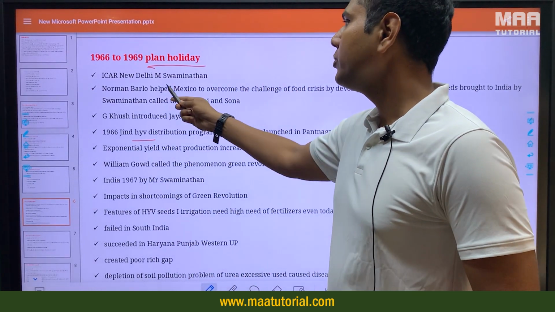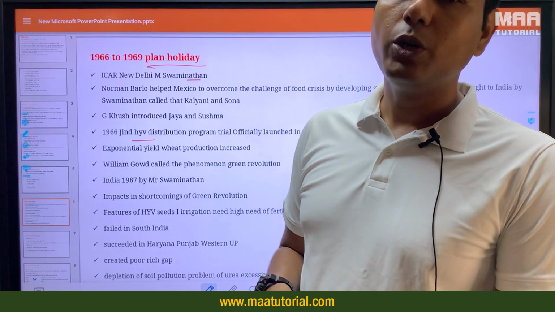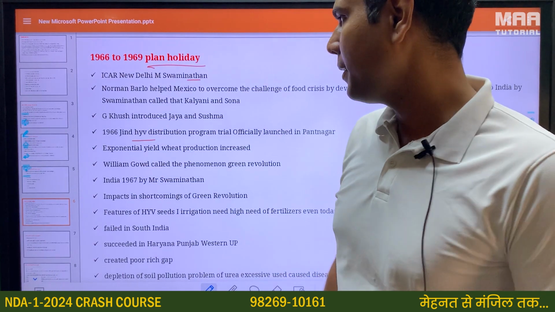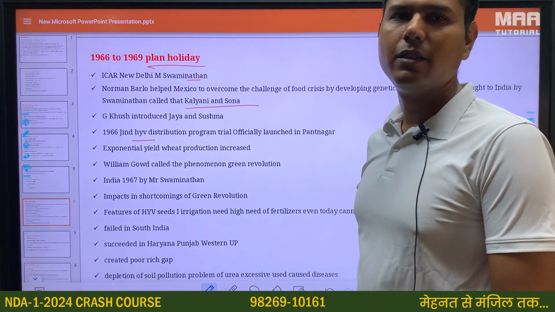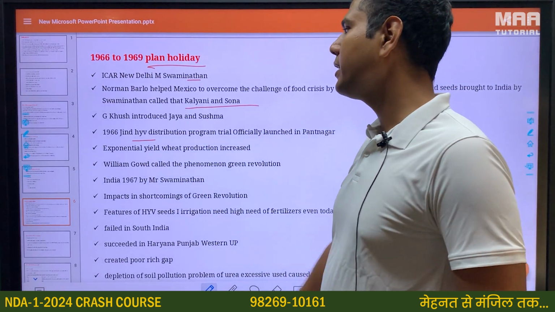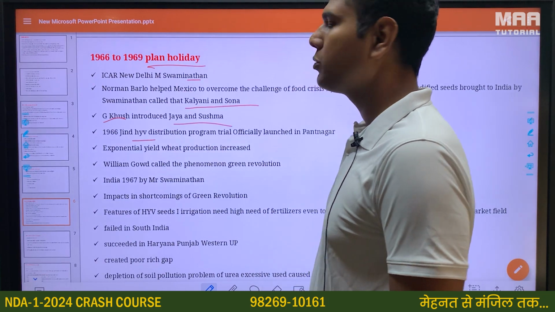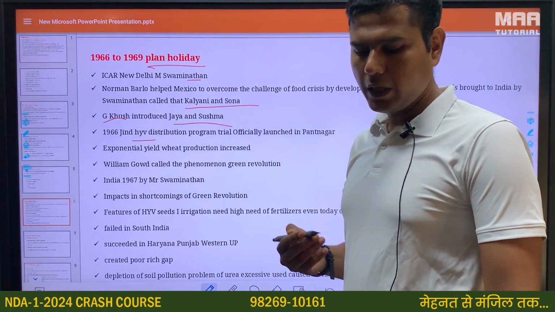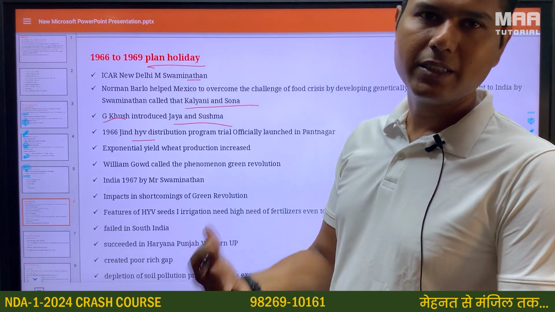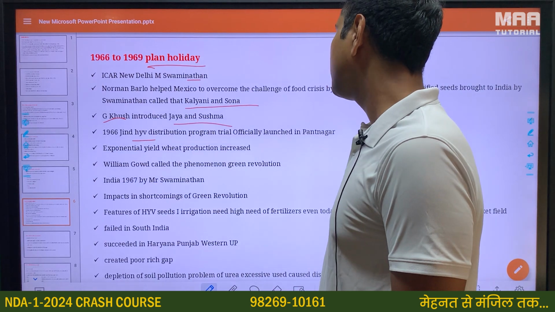So, M. Swaminathan, inspired by Mr. Norman Borlaug, also introduced HYV seeds in our country. He introduced Kalyani and Sona HYV seeds. Later, G. Khush, who was also an agricultural scientist, introduced Jaya and Sushma. These are basically rice varieties. So the distribution of HYV seeds started in our country. The government undertook this responsibility on its own and started distribution.